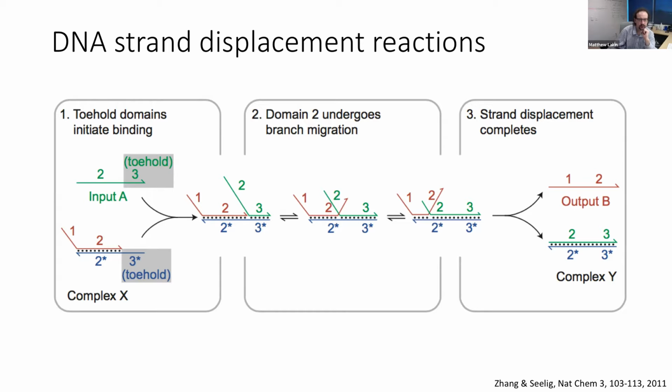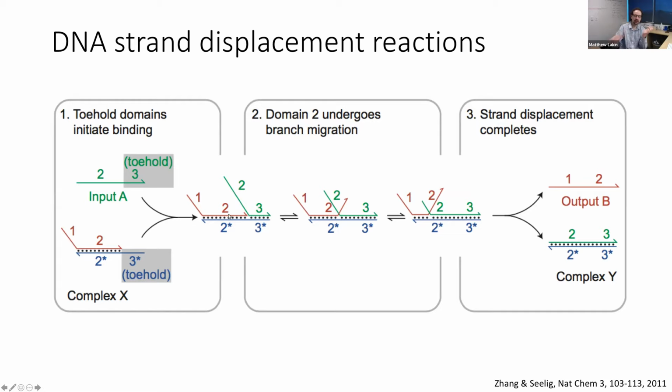And the way that rearrangement happens is via a process called toehold-mediated strand displacement. It's called toehold-mediated because we have this short overhang, relatively short compared to the other domains, called a toehold, 3 and 3 star, which are both exposed, single stranded, and complementary, so they can bind together, as shown in the middle here. Once this green strand is bound, we've got a green 2 and a red 2, which could both bind to this blue complementary 2 star on the bottom here.